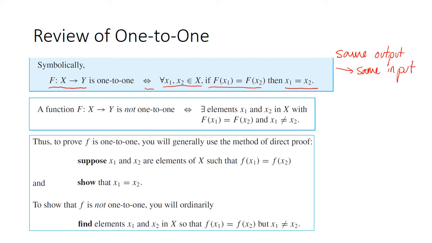That's what that's saying. And then a function big F from big X to big Y is not one-to-one if and only if there exist elements little x1 and little x2 in big X, with big F of little x1 equals big F of little x2, and little x1 is not the same as little x2. So this would be saying same output, but different inputs.